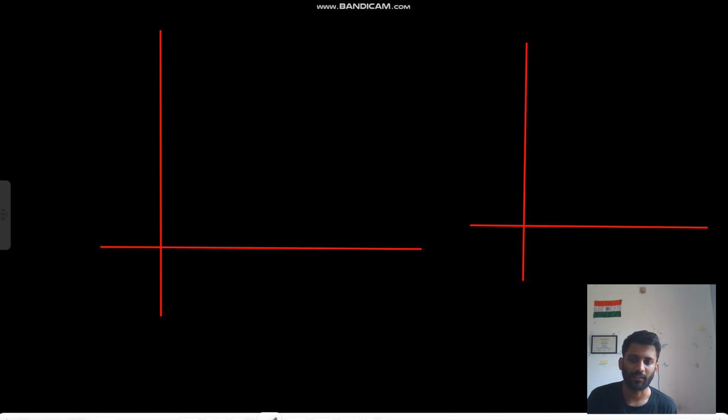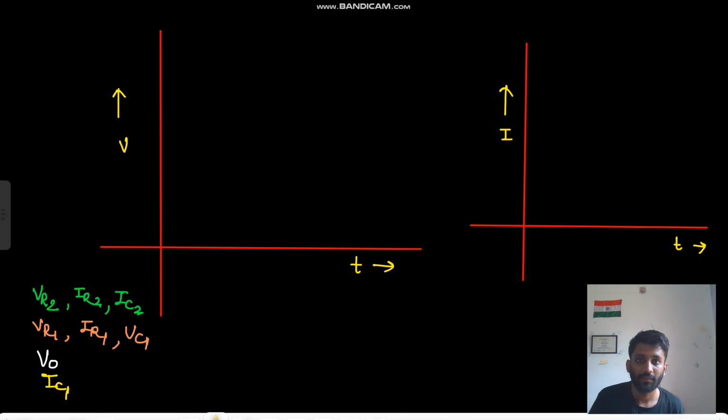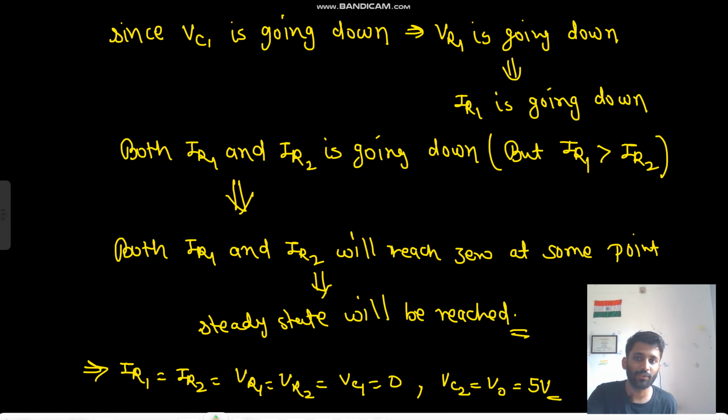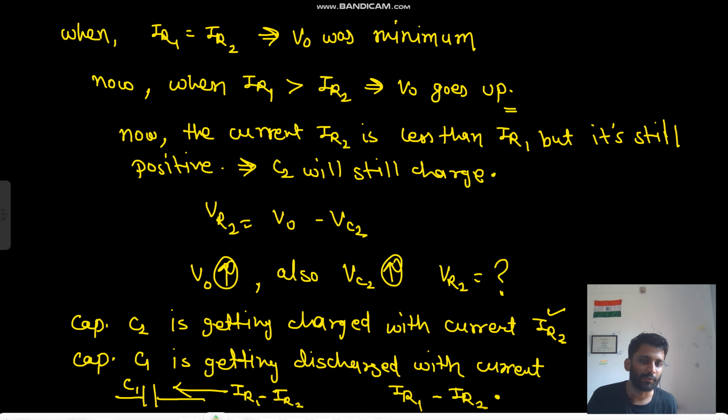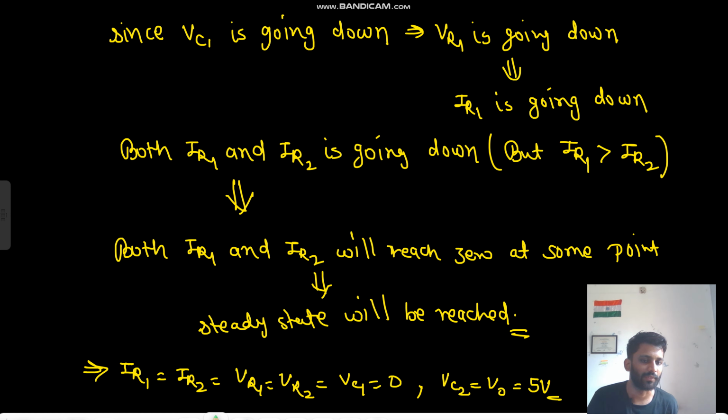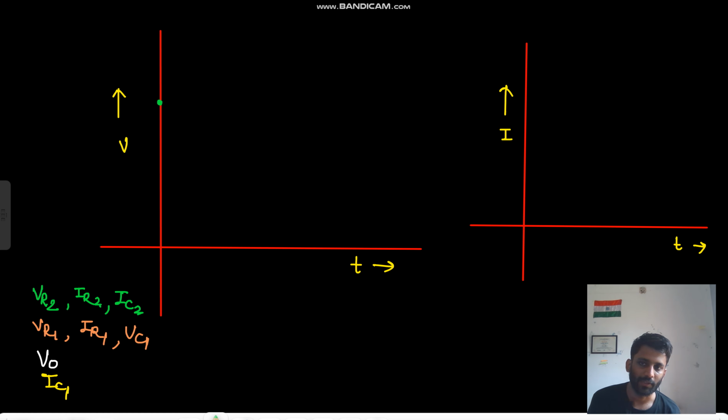First voltages, then current. Talking about VR2 first: we have seen that IR2 is always going down. From t equals 0 plus, only IR2 is going down. So it starts from 5 by R2, and in the complete analysis we have seen that IR2 is always going down.